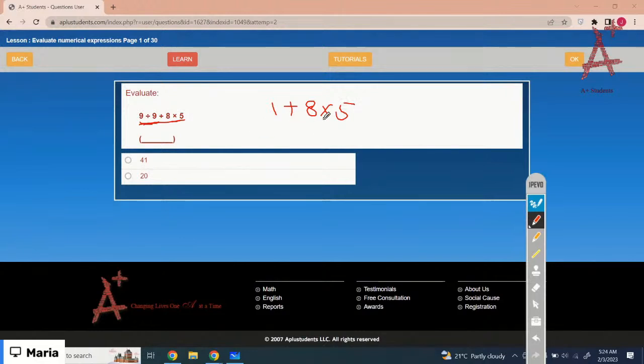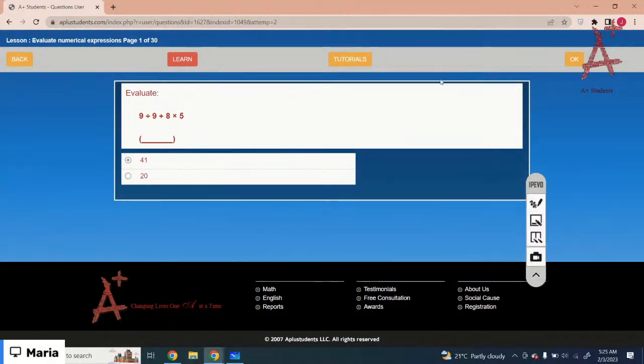Okay, now you have addition and multiplication. Multiplication has the higher priority. Got it? Now you have to multiply. 8 times 5 is 40. And then last you have to do addition. 40 plus 1 equals 41. Got it, everyone? So the correct option is 41. If you have any question, any confusion, you can ask.